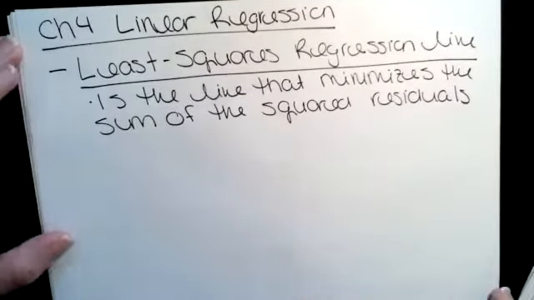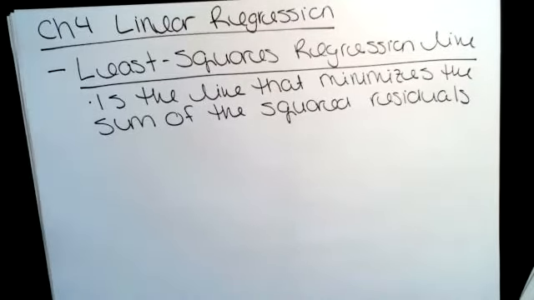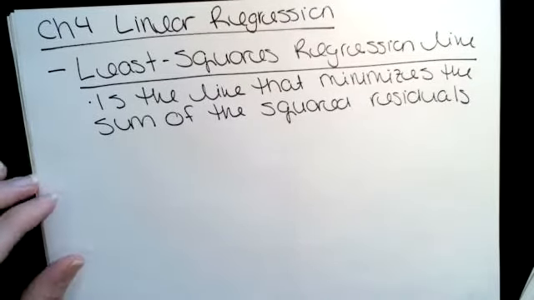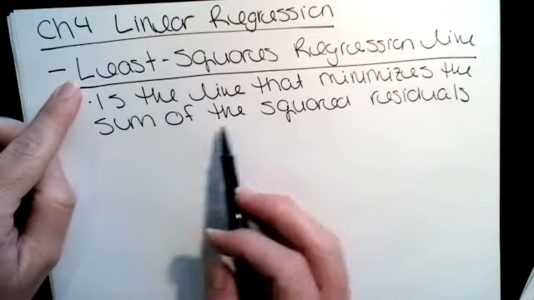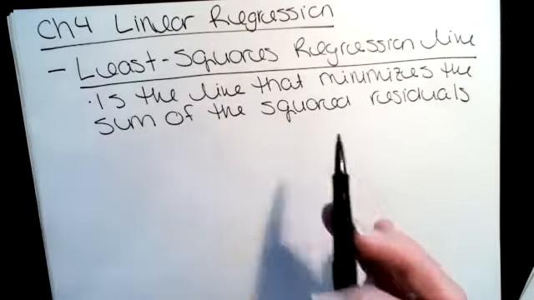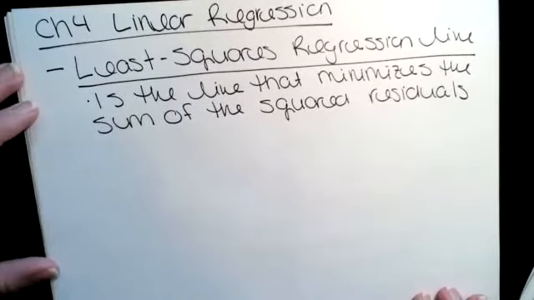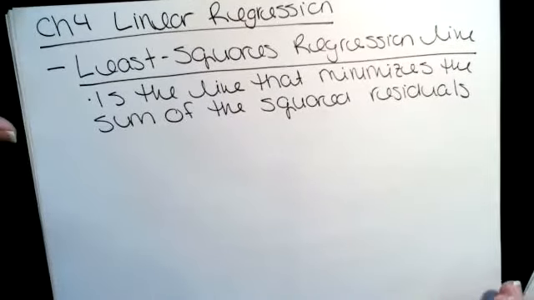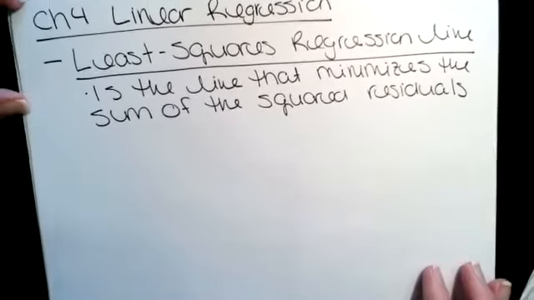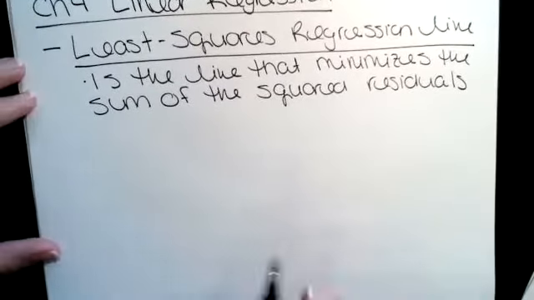I'm going to show you a picture to go along with that here in a few minutes. But it's called the least squares regression line. So it minimizes, it's the least of the sum of the squares of the residuals. And like I mentioned, it's the line of best fit. There's different lines we can study. We are just choosing to study the least squares regression line, okay?